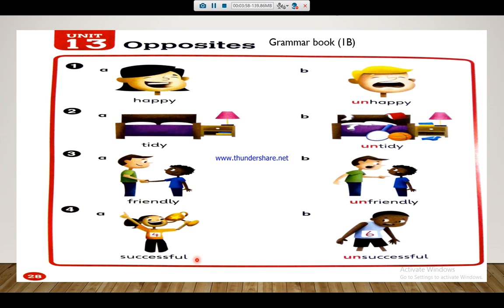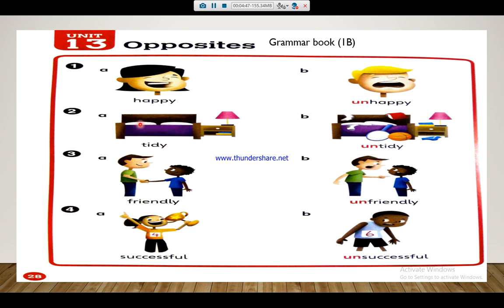Okay, then. Now I want you to open your grammar book, Unit 13. It's the grammar book 1B, Unit 13. And now we are using the un beginning, the prefix un, for making opposites. So let's look at the first one. The first one is happy. What is the opposite of happy without using not and using the same word happy? We're going to put the prefix un at the beginning. So it will be unhappy.